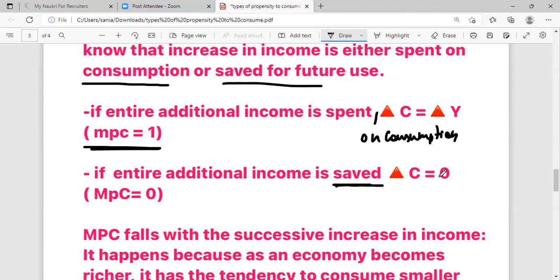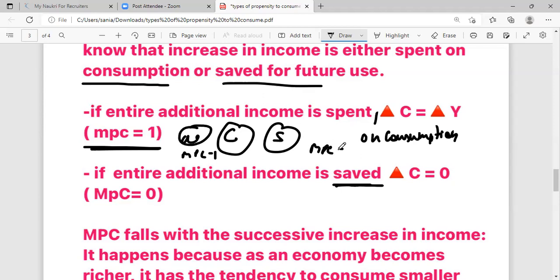That means you are not consuming anything. So at that moment, your APC will be 0. Clear? If you are going, you have two options. Either you can use the additional income for consumption or for saving. So if you use your additional income for consumption, then your MPC will be 1. But if you are going to use that additional income for savings, then your MPC will be 0. Clear?